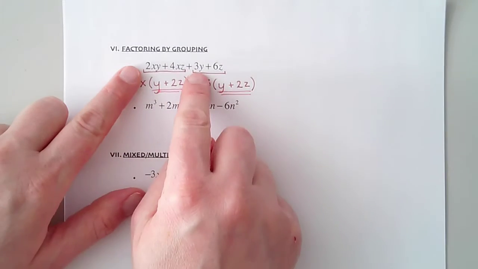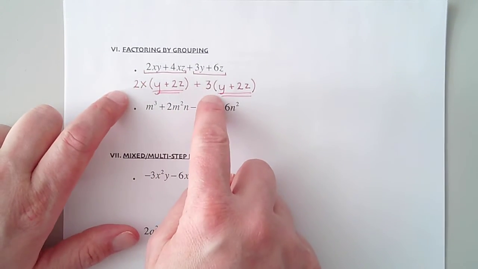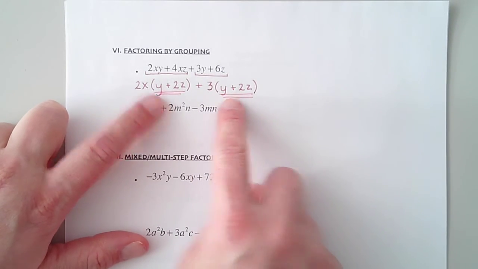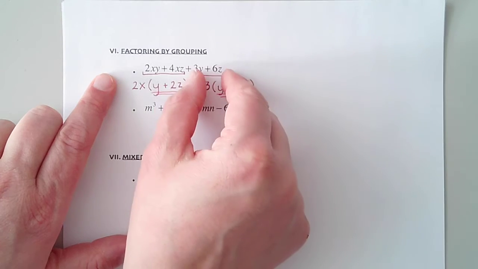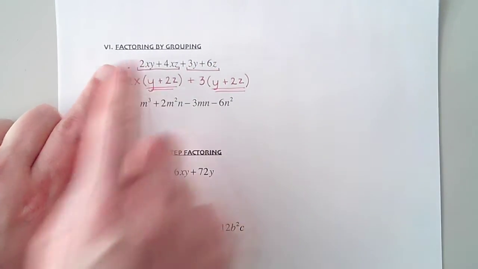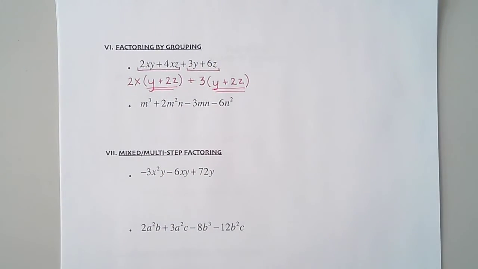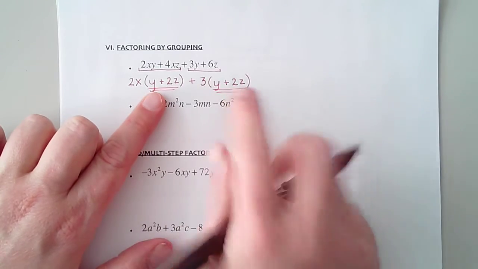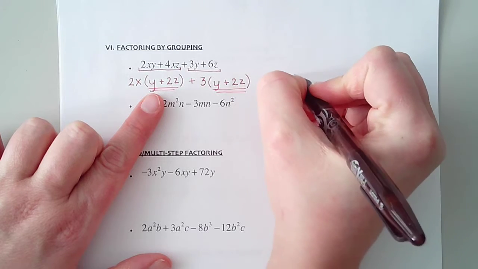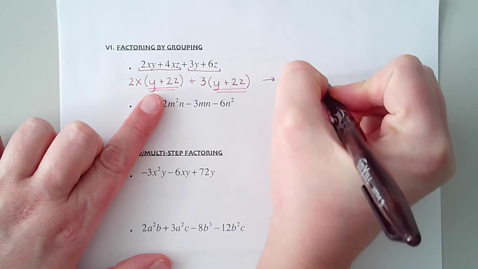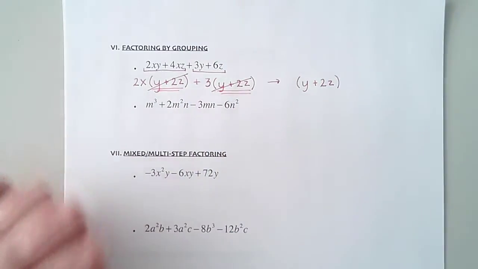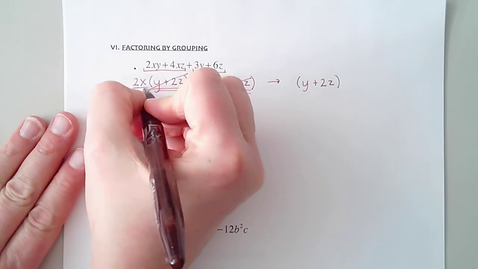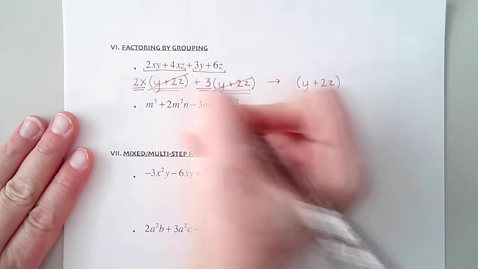I couldn't see that the way it was written before, but by rewriting it this way, I can see that this is a factor of this chunk, and this is a factor of this chunk. So now I can pull that GCF out as a factor. This goes back to the very first day of factoring we did. So I'm going to pull this y plus 2z out as a common factor. Okay, so I pulled that out of both of these pieces, and now I'm looking at what's left. What's left is a 2x and a plus 3.